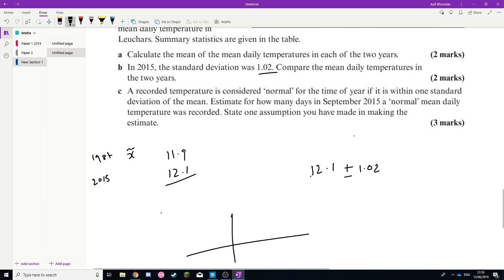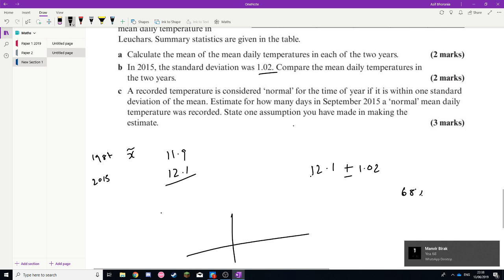Within one standard deviation is, I think, 68%. Let me just use my inverse calculator to work it out quick time. Area, not inverse normal. I'm going to say menu 7, normal cumulative, 68. Okay, 68%. 68% of the days.